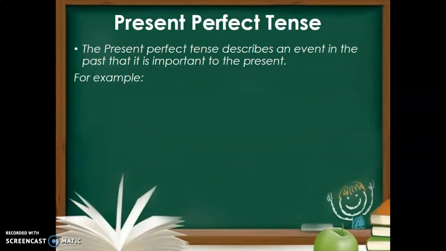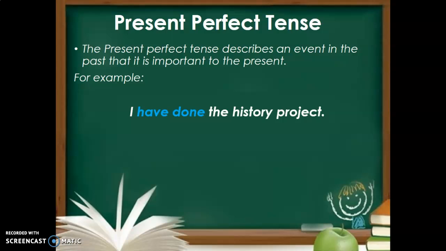All right, so the present perfect tense describes an event in the past that is important to the present, or that is connected to the present, that has a connection to the present. That's what we call then the present perfect. Okay? For example, I have done the history project. So the project is done now.